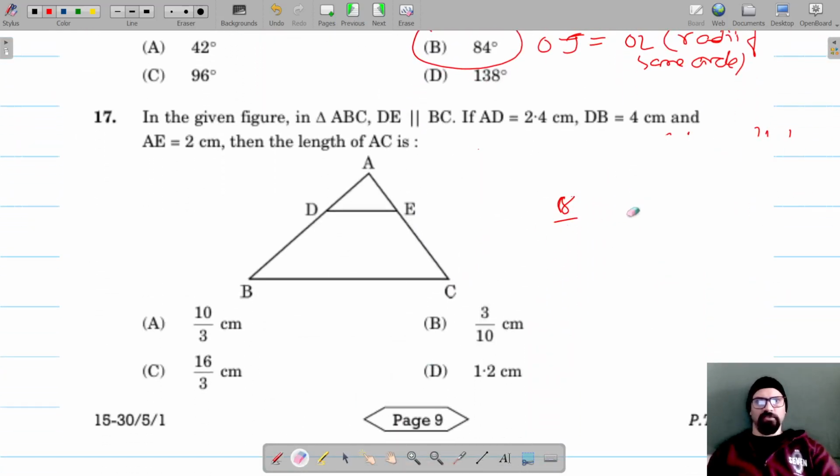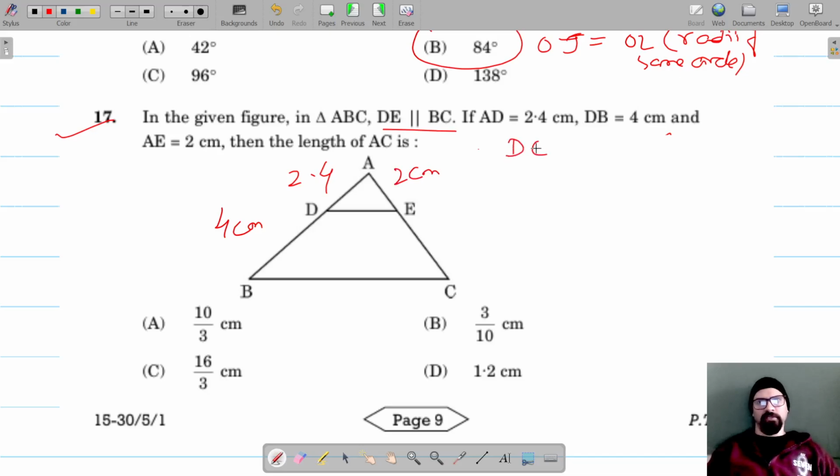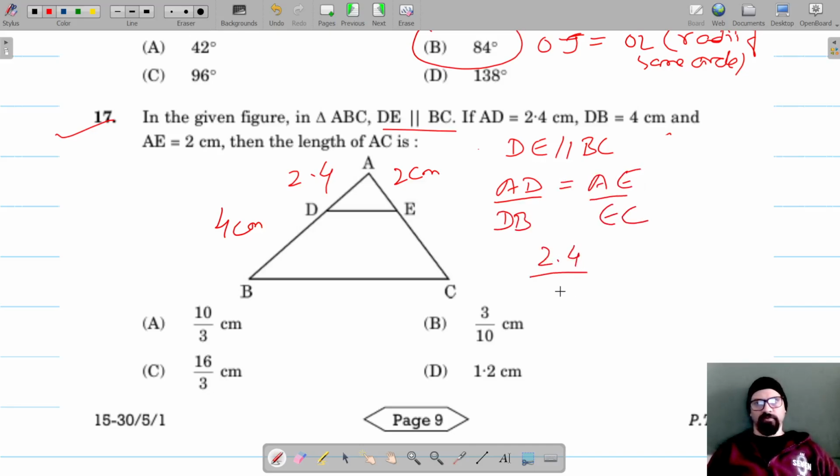Okay, for the next question, it's given that in the given figure, DE is parallel to BC, AD is 2.4, this is 4 centimeters, and this is 2 centimeters. So DE is parallel to BC, that means AD by DB is equal to AE by EC. So AD is 2.4, DB is 4, and AE is 2.